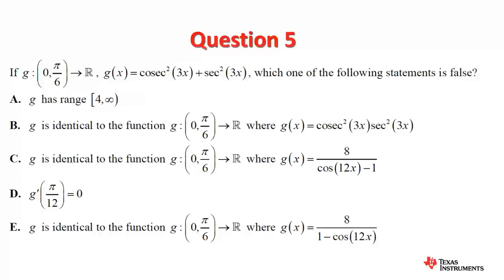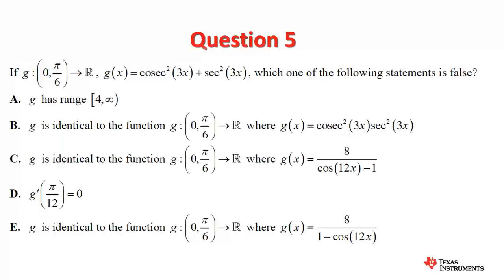Okay, so going to question number 5, we've got a function over here, which is g of x, being equal to cosec squared 3x plus sec squared of 3x. And we have to find out which of the following statements is false. Now, we get given 5 different options over here. And when I see questions like this, I typically look for options that talk about equivalence relations. So what I mean by that is you have options that say g is identical to another function that looks slightly different, but also will take on the same values as the other ones.